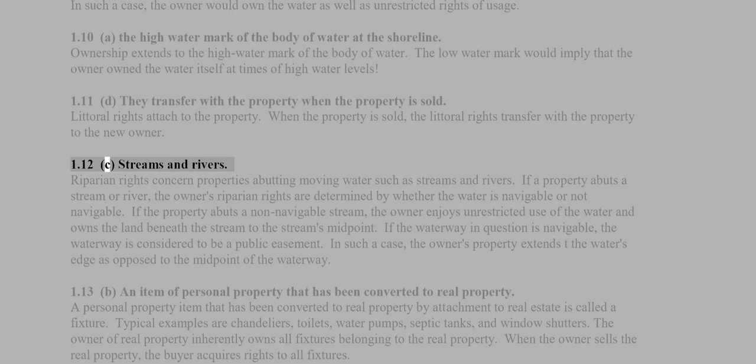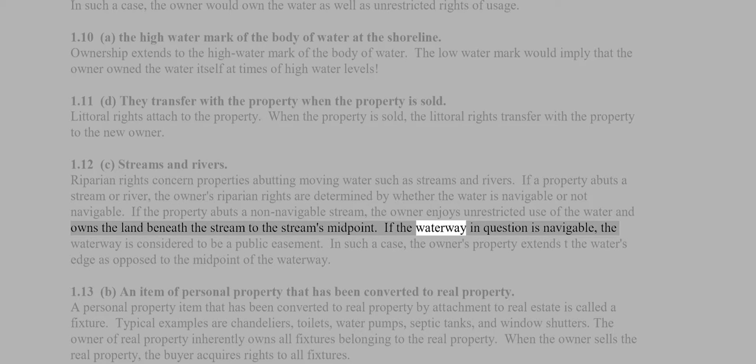1.12 C. Streams and rivers. Riparian rights concern properties abutting moving water such as streams and rivers. If a property abuts a stream or river, the owner's riparian rights are determined by whether the water is navigable or not navigable. If the property abuts a non-navigable stream, the owner enjoys unrestricted use of the water and owns the land beneath the stream to the stream's midpoint.